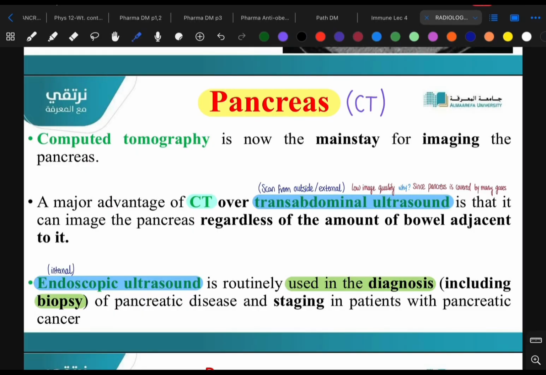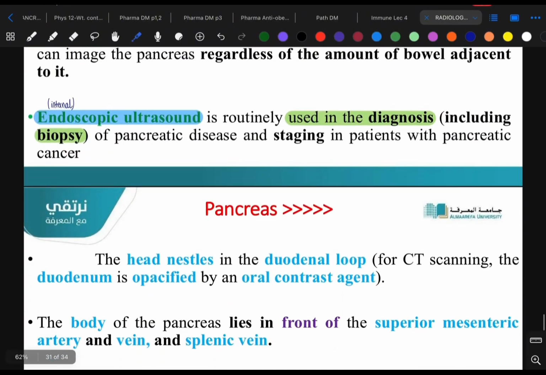Okay, so why is CT better than the ultrasound in general? Because with ultrasound, we know when we have gases around the structure, it's very difficult for the ultrasound to give us a clear image. So it gives us a low quality image. The image is not clear. But CT, on the contrary, shows us a clear and visible image. Okay, so this is why the CT is our preferred imaging modality for the pancreas. We said endoscopic ultrasound is used for diagnosis and biopsy.